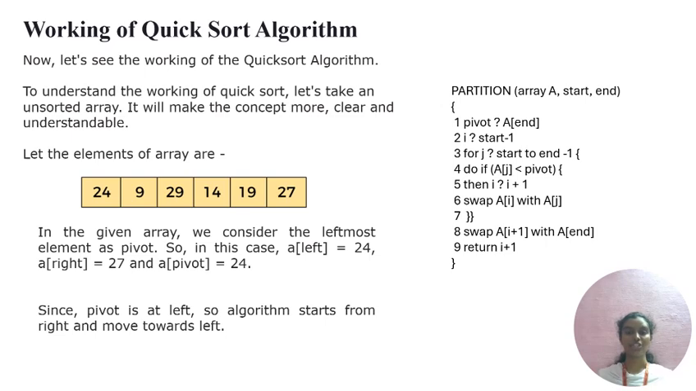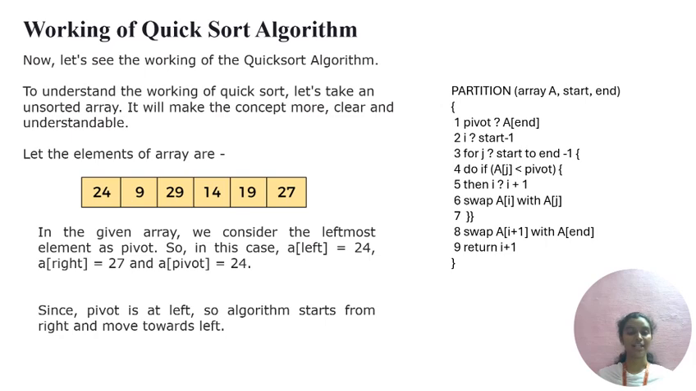The partition of array A, comma start, comma end. The pivot is A of start, and J starts from the end, as end minus 1. And the do while occurs, where if A of J is less than the pivot, then I increments by 1. Then A of I and A of J swap. The next step continues as the swap of A of I plus 1, and it ends with the A, and returns the I increment.